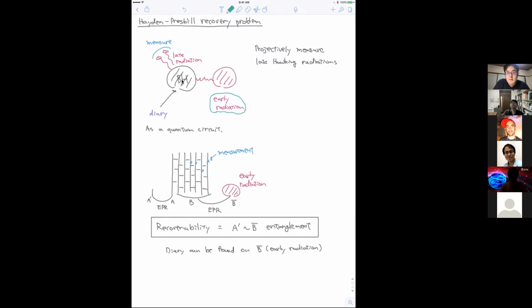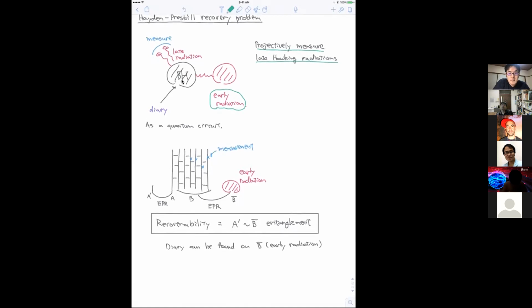Now, in this setup of monitored quantum systems, we want to think that we are not just collecting the Hawking radiation, but we are actually measuring the late Hawking radiation, projected in the Z basis or whatever. Then what happens? I can write this down as a quantum circuit, which is something easier for me to understand. So let me do that.